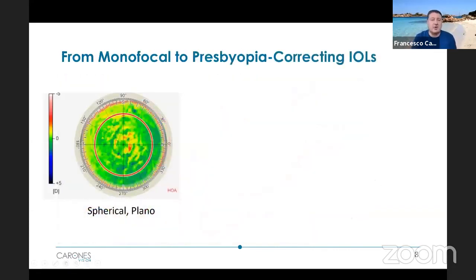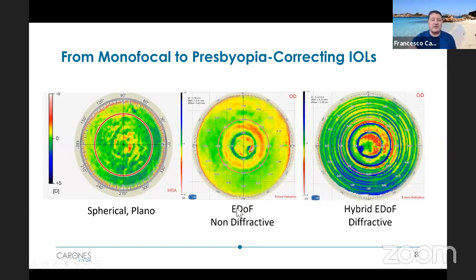So let's start then from a monofocal IOL to see how presbyopia correcting IOLs look like. Again, here is a spherical plano. Don't forget the background noise that I was telling you earlier. So a little bit of red, yellow spots, but averagely speaking, the lens looks green, meaning no dioptric power as regards high order aberrations. Here is an image of an extended depth of focus non-diffractive IOL.